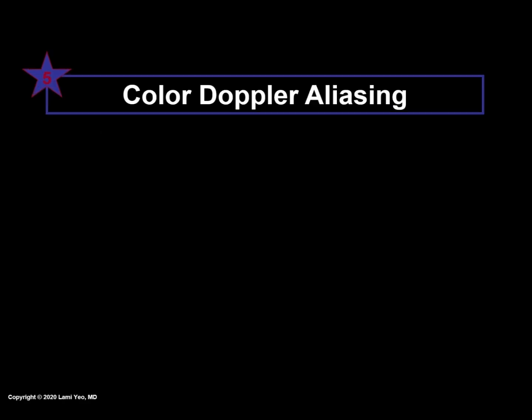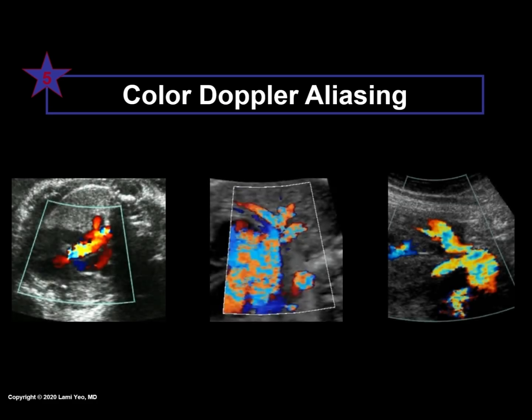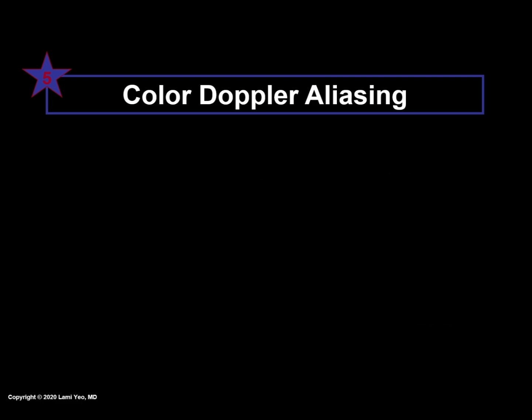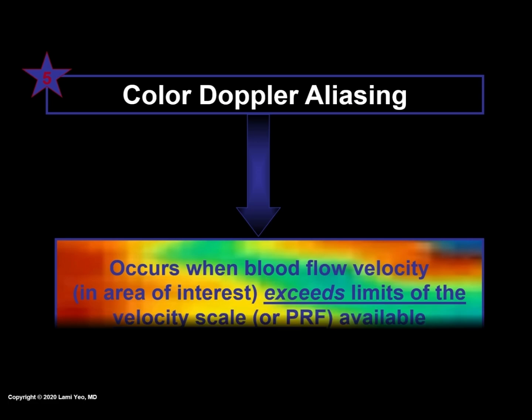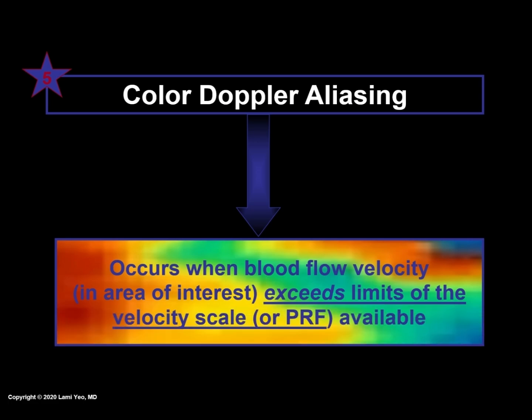Now let's review the important concept of aliasing in color Doppler sonography. Aliasing occurs when the blood flow velocity in the area of interest exceeds the limits of the velocity scale or PRF that is available. For example, if there is high velocity blood flow, but the velocity scale or PRF is set too low, aliasing will occur.